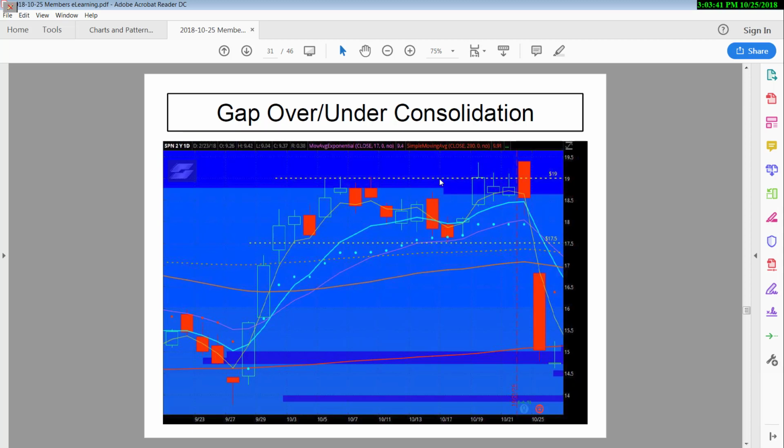Gap under consolidation. Well, this one, it was up in here, 19, and it gaps down to below 17. Which way did it go? It ran to the next level. It ran all the way down to 14 and a half. You could see that happening. By knowing what's going to happen on the daily, you can then say, okay, I'm looking for an opportunity to get into this stock on the short side, SPN.